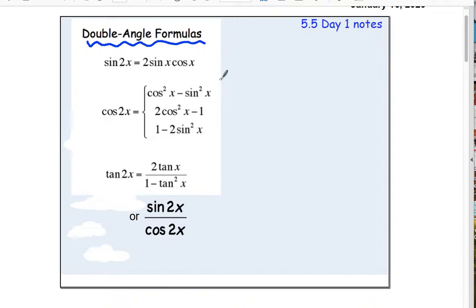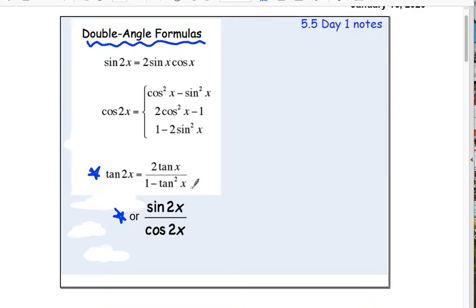On your formula sheet, though, I can't remember if for tangent 2x, it only lists this first equation. If so, I would add in this second option. So I would write that in real quick.